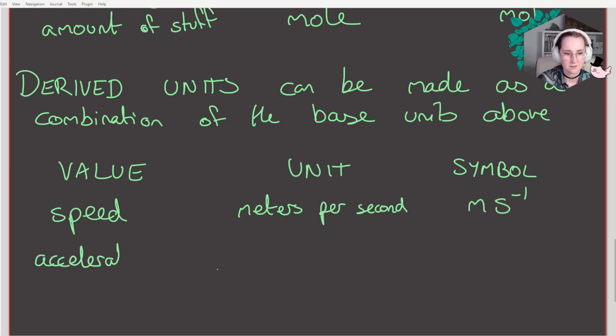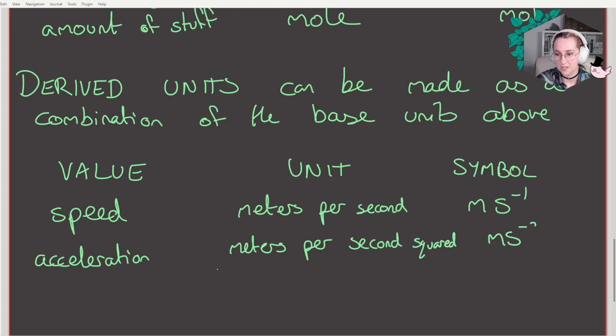Acceleration is meters per second squared, m s to the minus 2. And here I'm using the notation I like, doing to the minus 1 rather than over, just because it starts getting very complicated when we start doing dimensional analysis, which, sneaky surprise, we're going to be doing in a minute. So this is the same as meters over second squared.